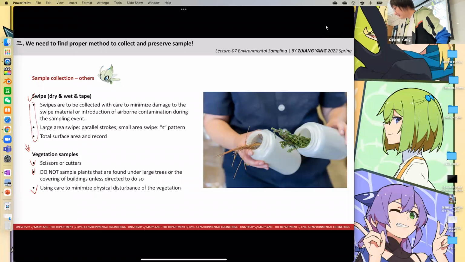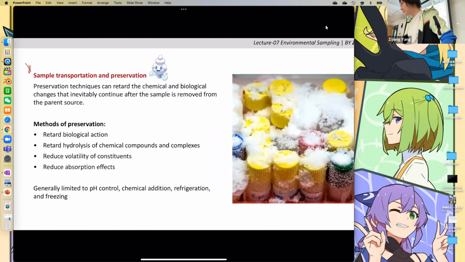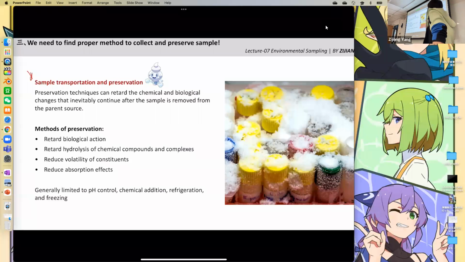Okay, so you guys can read this after I upload the slides. When we get the samples, we are going to think about sample transportation and preservation. And I just put the ice here because for most of the environmental samples, we just freeze them.